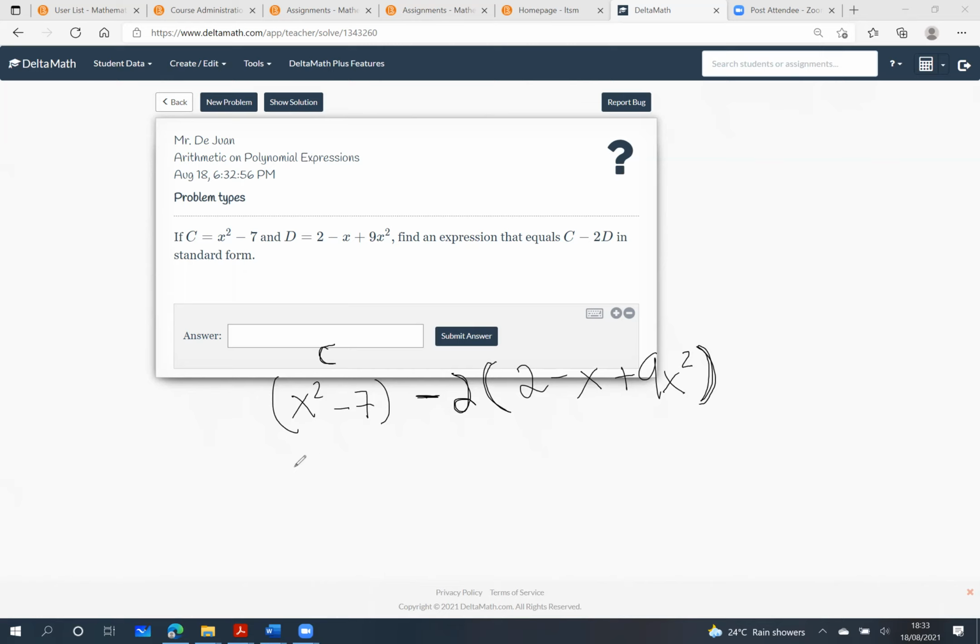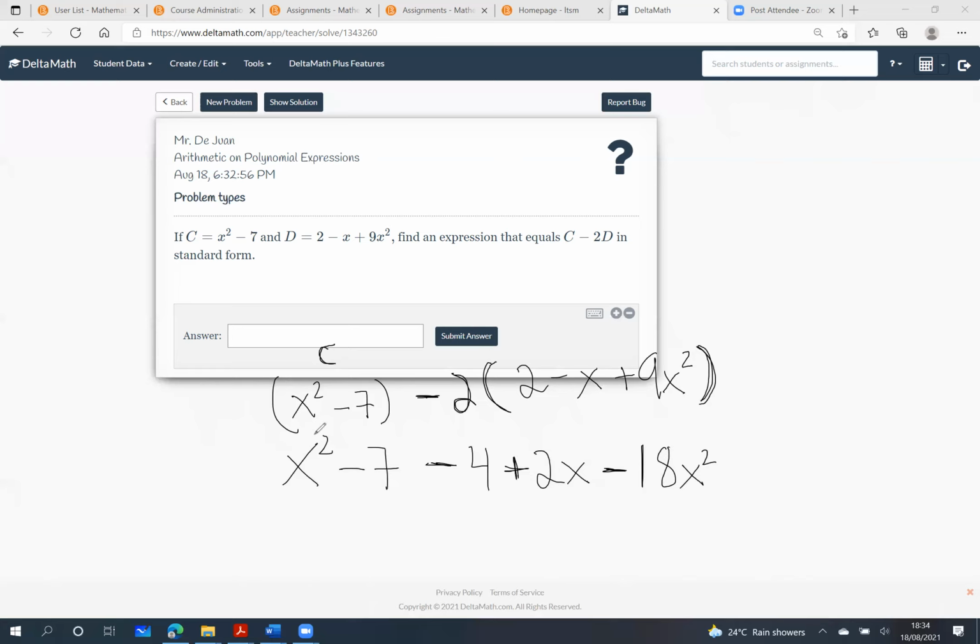So what do we have here? We can open this one up because no distributive property is necessary, but now we're going to need to distribute the negative 2. Not 2, negative 2. Minus 4 plus 2x. And negative 2 times 9, negative 18x squared.